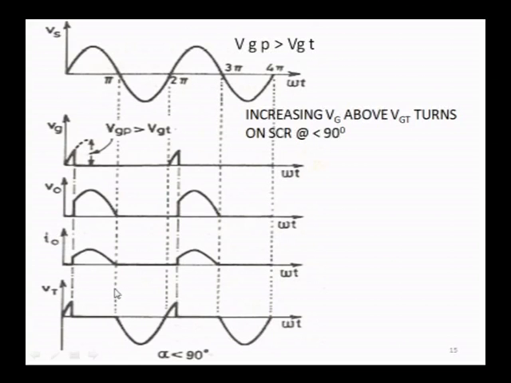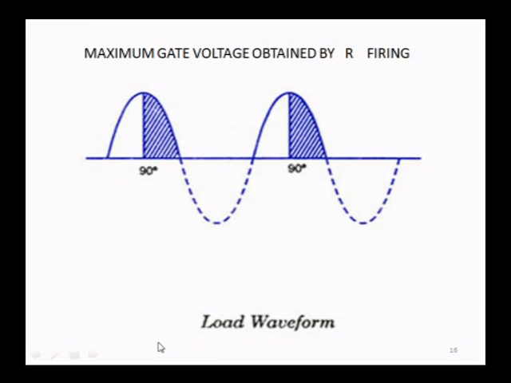You have to understand only that when you fire your SCR using a resistive network, or R network, the firing angle alpha varies from 0 to a maximum of 90 degrees. This is very clear from these two waveforms. This is alpha less than 90 degrees. Now, this is the maximum angle of firing, the maximum gate voltage obtained by R firing.